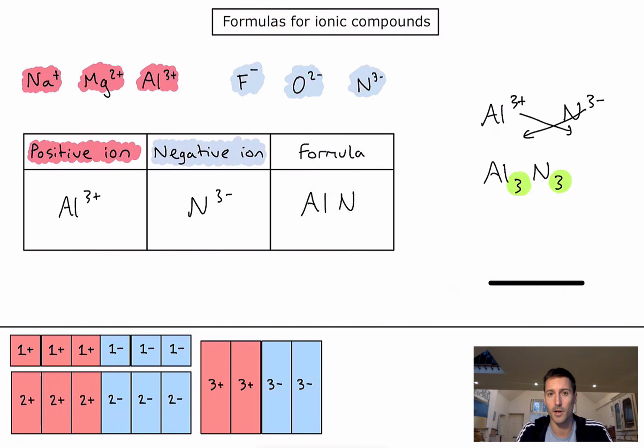Now the important thing to do in this case, if you're using the shortcut, if I get numbers that can be simplified, then I must simplify them. So if I divide both of those numbers by 3, I'm going to get Al1N1, which actually, ignoring those ones, does now give me the formula we're looking for. And that's pretty much it for ionic compounds. Hopefully this video was of some help.